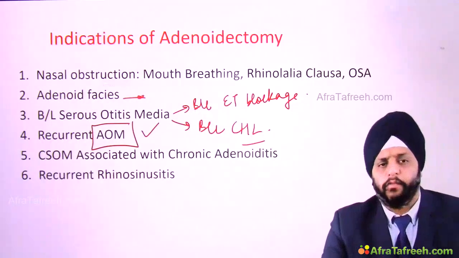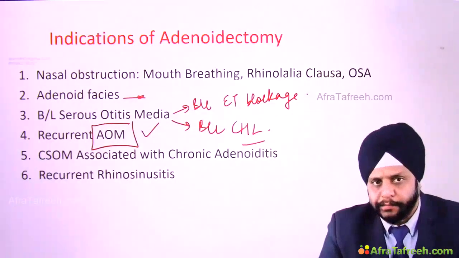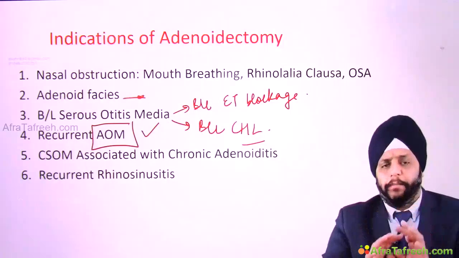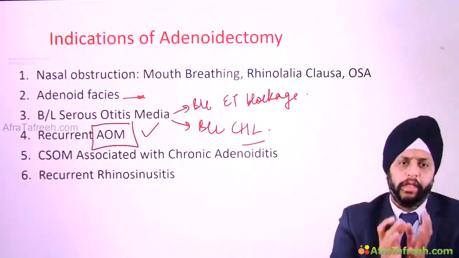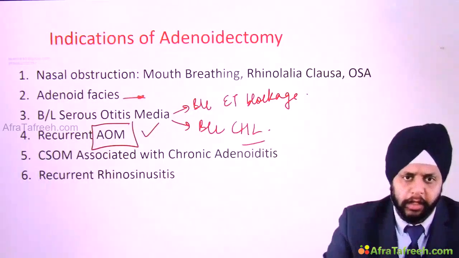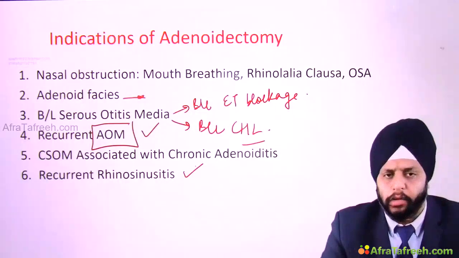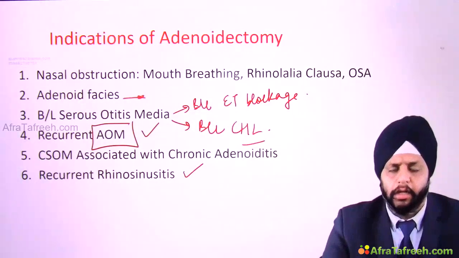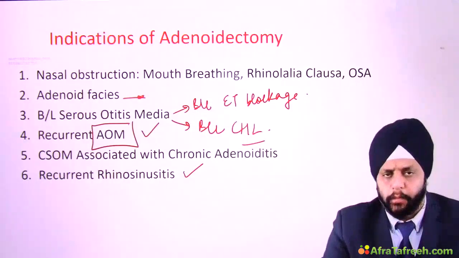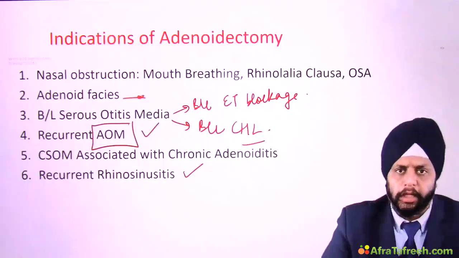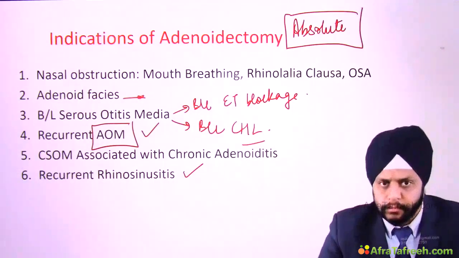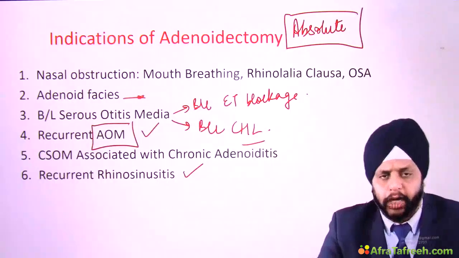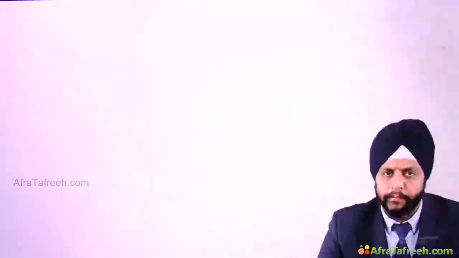Okay, and next we have the recurrent rhinosinusitis. So you see the adenoids hypertrophy, they are blocking the nasopharynx, they are blocking the posterior choana. So nasal secretions, they accumulate inside the nasal cavity. Patient is having recurrent rhinosinusitis. All right. So when the patient presents to you with these problems, you have to do adenoidectomy. These are absolute indications for adenoidectomy. Okay, that means you have to do adenoidectomy in these cases, right?